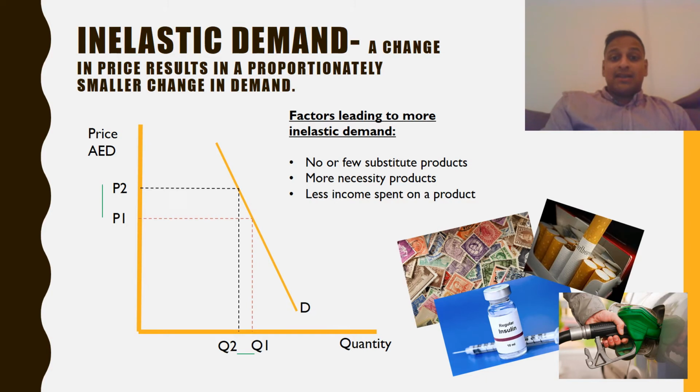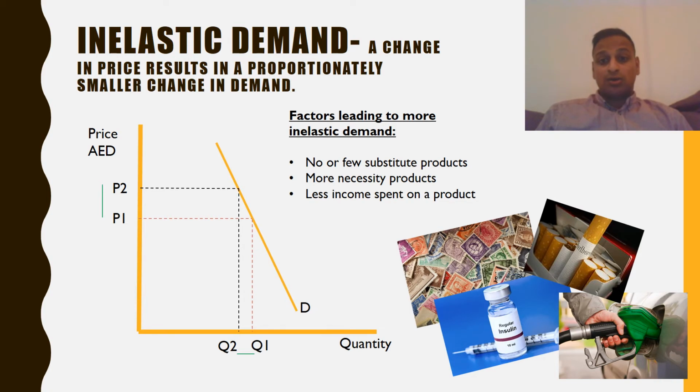Inelastic products tend to have few substitutes. So for example, things like gas, where there are few substitutes. So petrol has inelastic demand. Also the degree of necessity. So things like insulin, if the price of insulin increases, people still need insulin, so demand wouldn't change as much. And also the proportion of income which is spent on a product. So things like stamps, which a small proportion of income is spent on, if the price increases, quantity demanded will not change by a significant proportion.